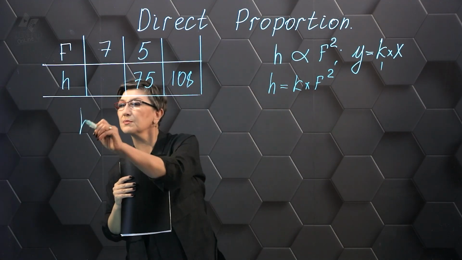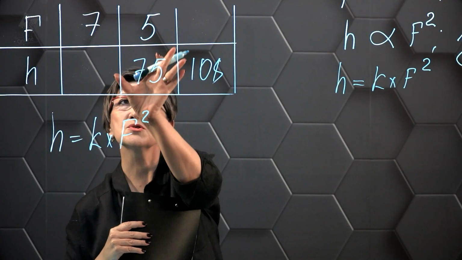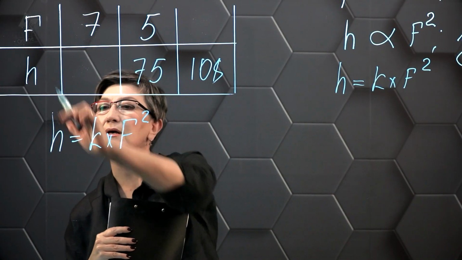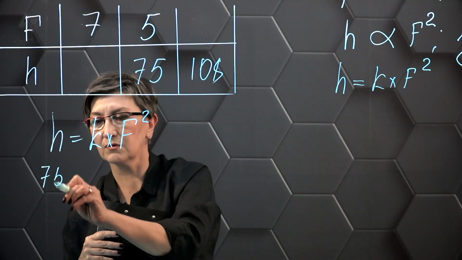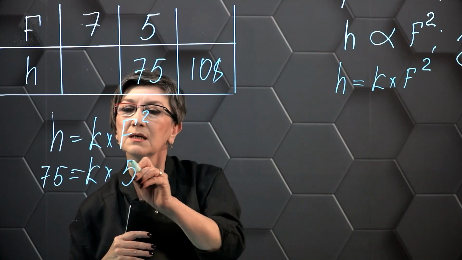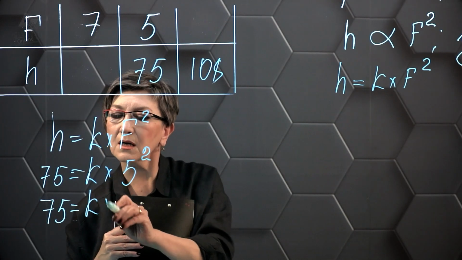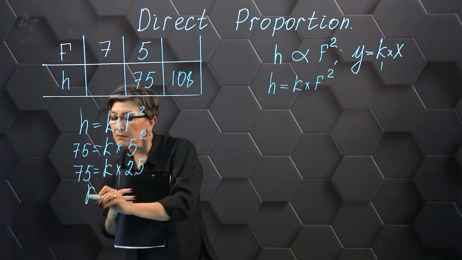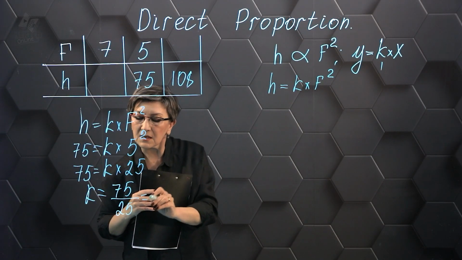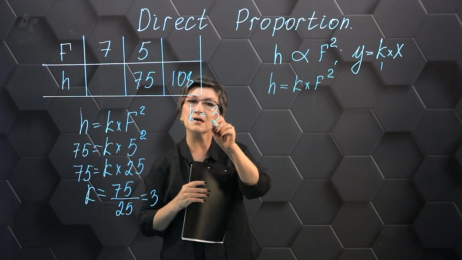h equals, let's write down again, h equals k times f squared. In the second column, we know the value of f and the value of h. I substitute those values. And that's 75 equals k times f squared. f is 5. And let's not forget to square it. Then we have 75 equals k times 25. And k equals 75 divided by 25. That's 3. That is, in our direct proportionality, the coefficient of proportionality is 3.